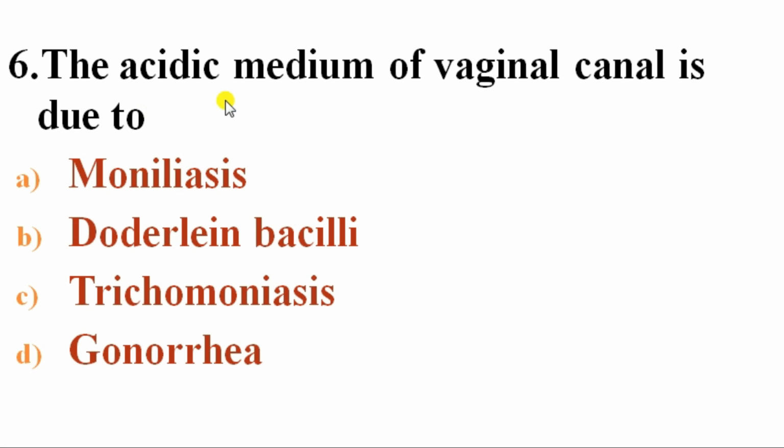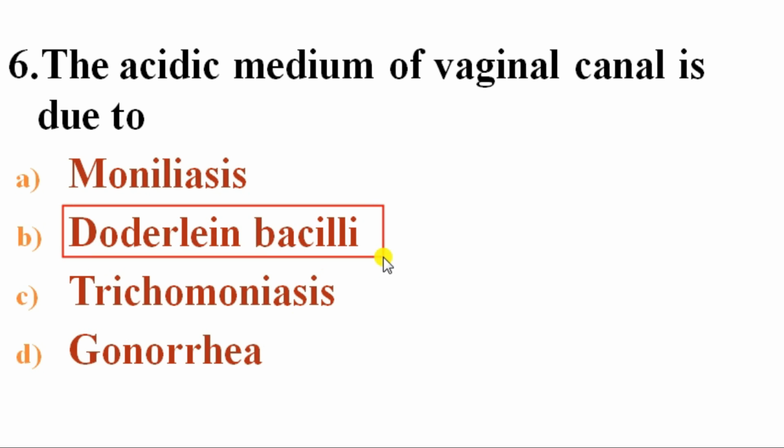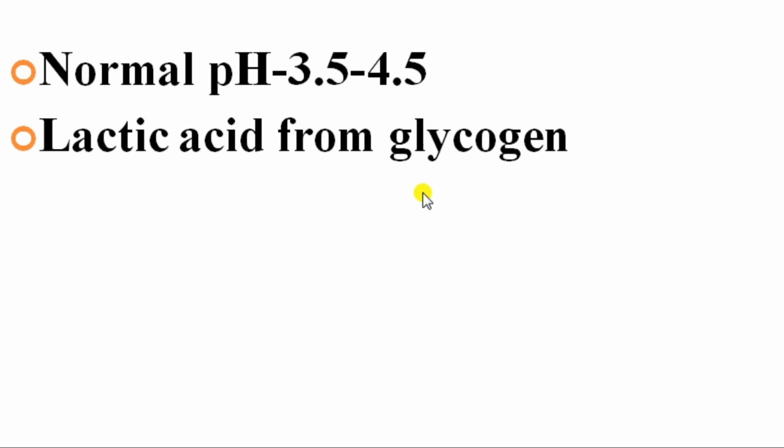Next question, the acidic medium of vaginal canal is due to. Options: A. Moniliasis, B. Doderlein bacilli, C. Trichomoniasis, D. Gonorrhea. Answer is B. Doderlein bacilli. So the organism Doderlein bacilli is responsible for the acidic medium of the vaginal canal. The normal pH of the vaginal secretions is 3.5 to 4.5, which is acidic, and the organism responsible for this is Doderlein bacilli, which converts glycogen to lactic acid. That is, lactic acid is produced from the glycogen.